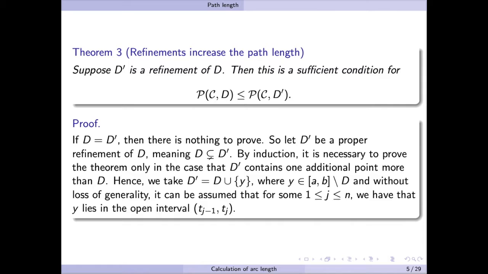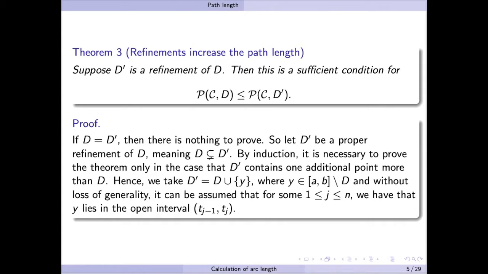For the proof, it suffices to consider the condition in which D is a proper subset of D prime, because if D equals D prime, then there is nothing to prove, for the two path lengths are equal to each other. If D prime is a proper refinement of D, that means that D is contained in D prime, but D is not equal to D prime.